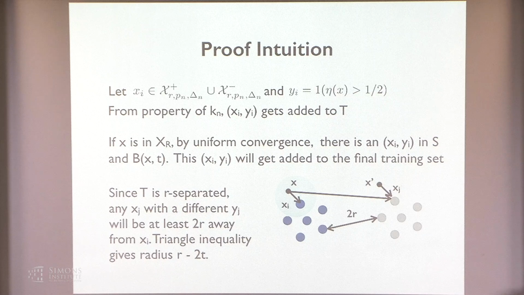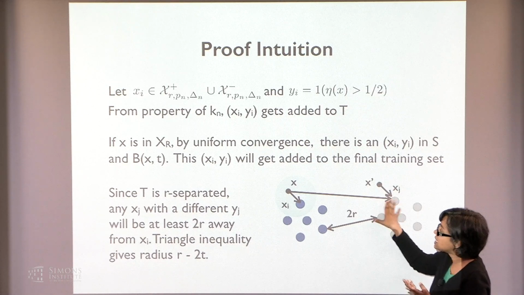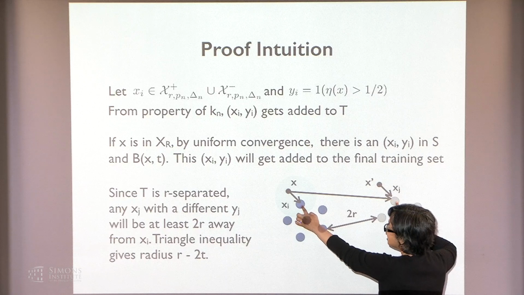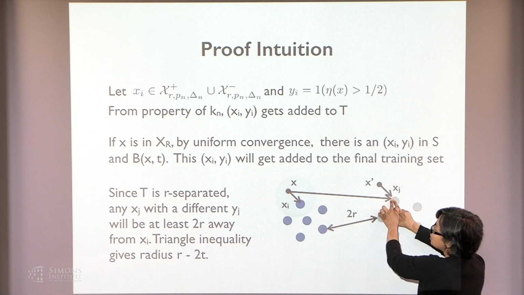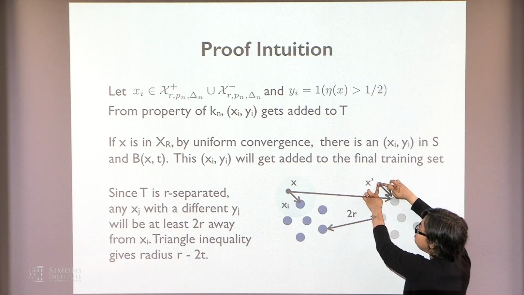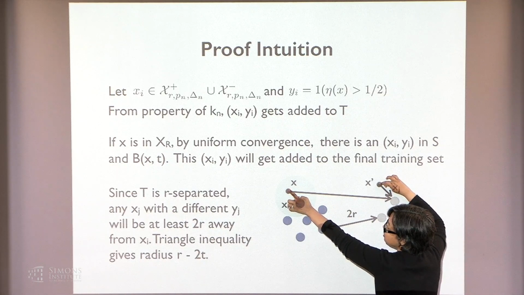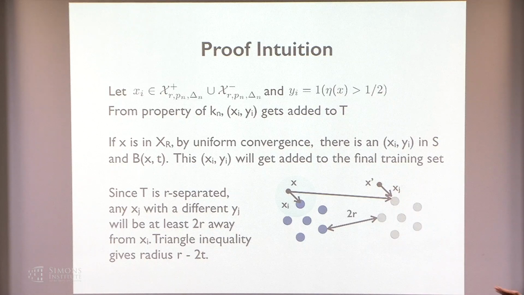On the other hand, since your final training set is r-separated, any x_j which has a different label is going to be at least 2r apart from this x_i. So this distance is going to be at least 2r minus t. And if you have another x prime, which has the same label as x_j, that distance is going to be at least 2r minus 2t, right. And so by various triangle inequality style arguments, we can show that the robustness radius will be at least r minus 2t.